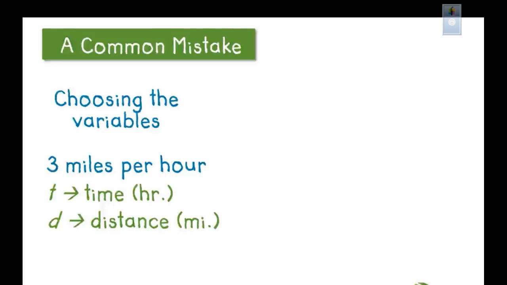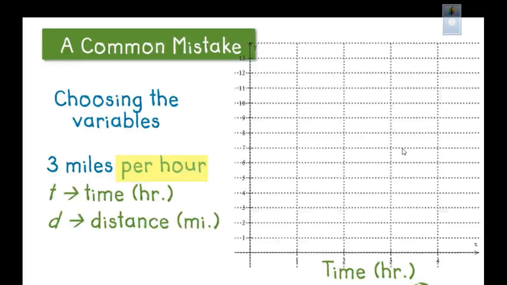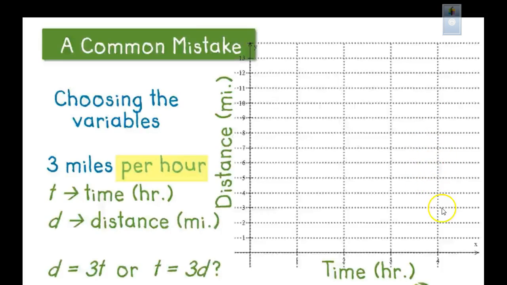So this is that next part down. Which goes on the x-axis? Well, in a unit rate, the one that is after the word per, the one that we have one of, is the independent variable and goes on the x-axis. So that's always your independent. So time, or the number of hours, goes on the x-axis. One more thing to be on the lookout for. If you're writing the equation, which of these is correct? Be really careful that you multiply the correct quantity by 3. In this case, we want to multiply the number of hours by 3, since it's 3 miles per hour. So this is the correct equation.